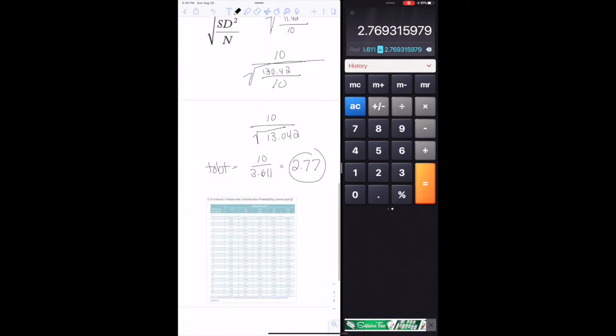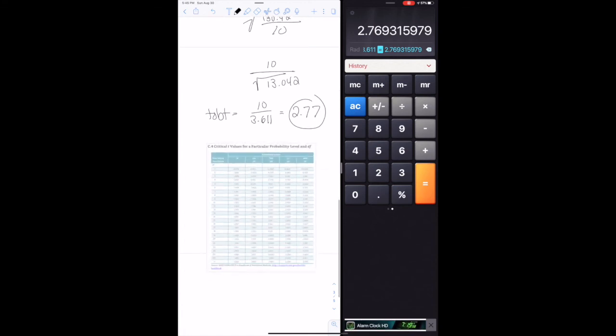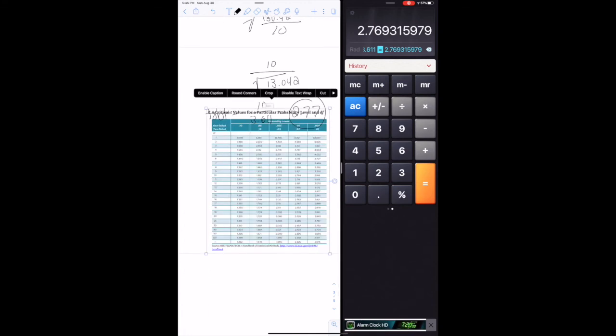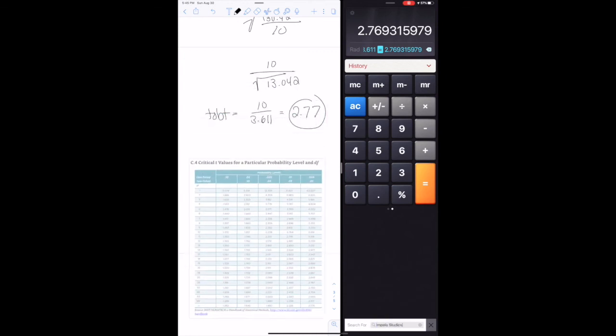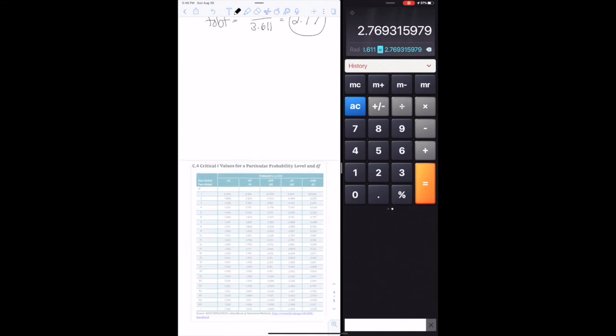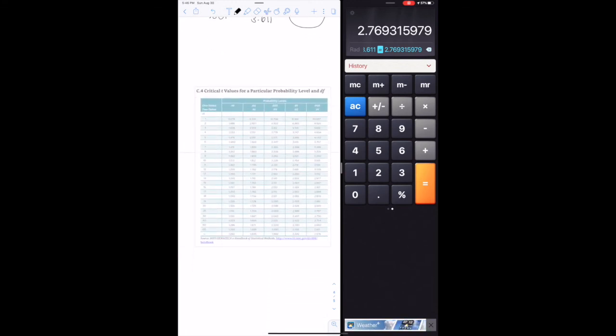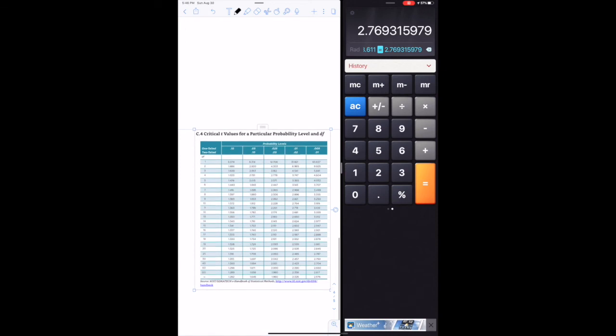That was me. That wasn't some kind of fancy computer. This is our value. Bring it even further down. Okay. We're just going to bring it to the next page. This is our critical value table, C.4 in your textbook.